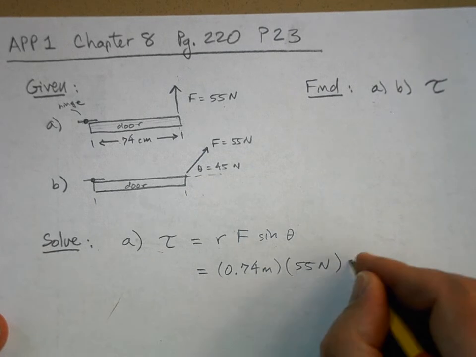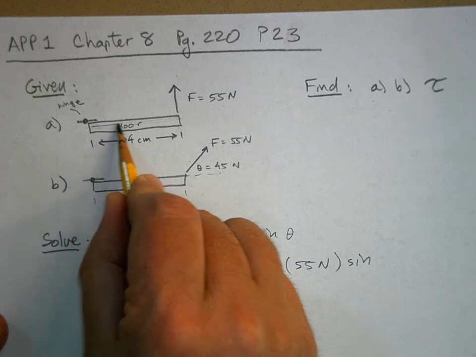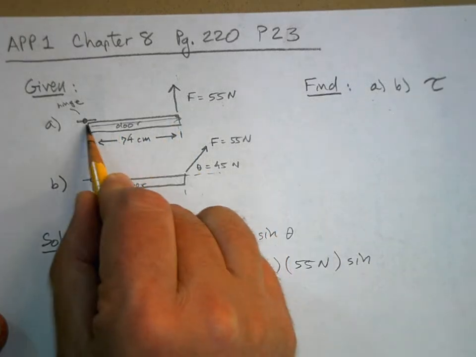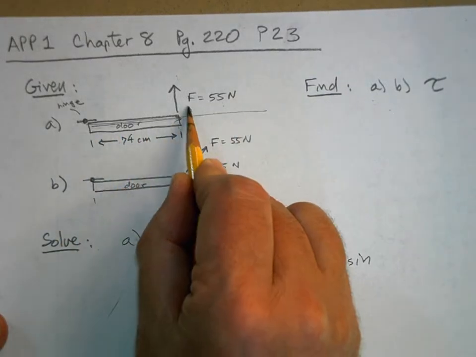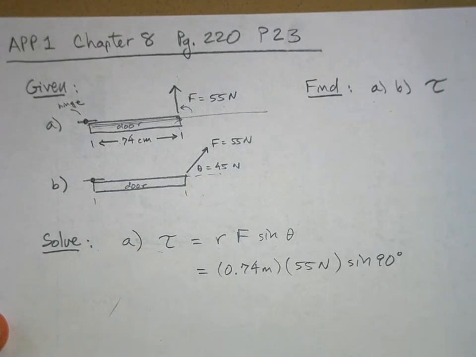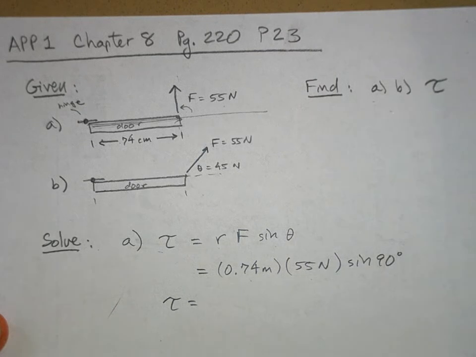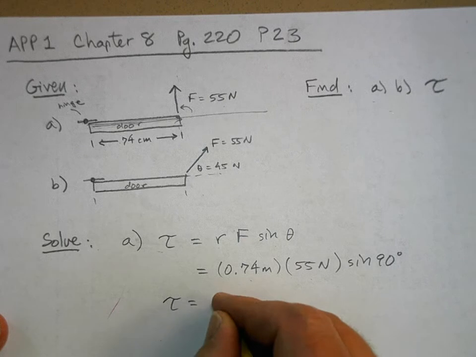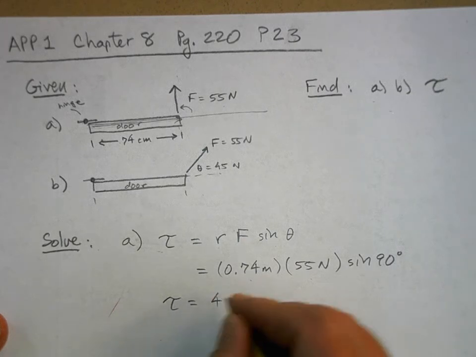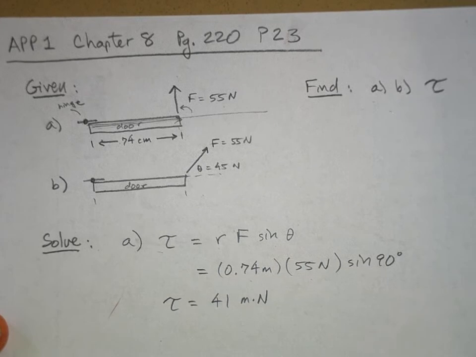Now, what is the angle between r and the force? Well, here's r, and I'm going to extend r out like that, and here's the angle, and it's 90 degrees. And so that gives me a torque when you multiply 0.74 times 55. The sine of 90 degrees is 1. So you get, rounded off to two significant figures, 41 meters times newtons.